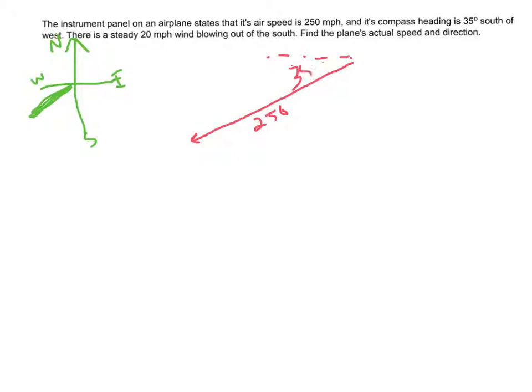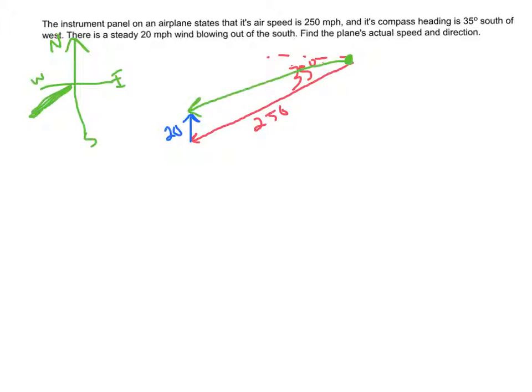A little better. And then we have a second vector, and that's the wind, and it's a steady 20-mile-an-hour wind blowing out of the south. So the wind is blowing at 20 miles per hour that way out of the south. So that means the resultant vector is going to be from the initial point of where we started drawing our vector picture to where it ends up on the end of that wind vector.